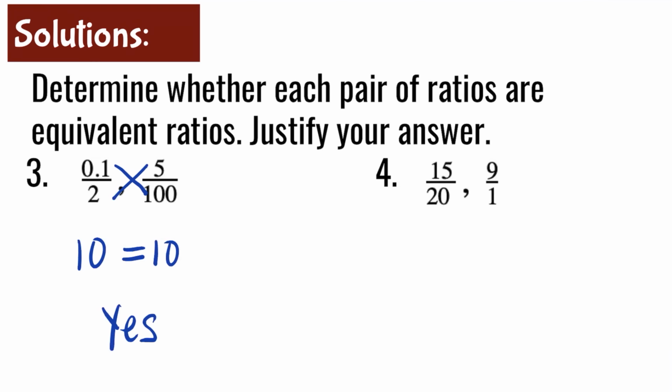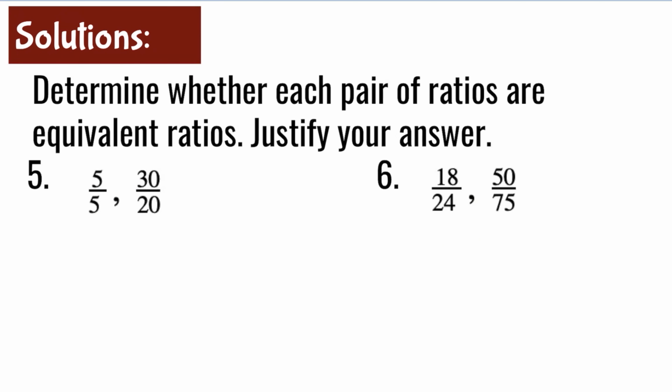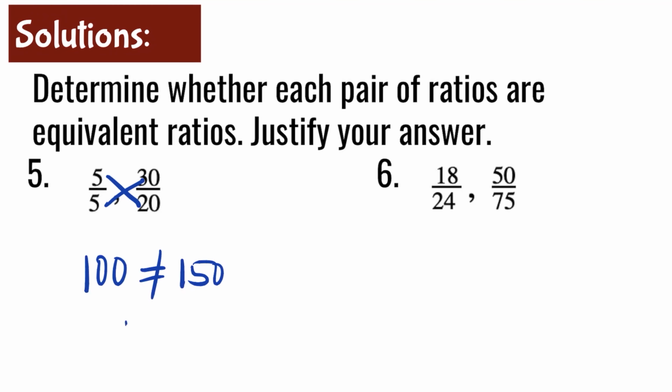Question number 4. 15 times 1 is 15. 9 times 20 is 180. 15 is not equal to 180, so this means that the two ratios are not equivalent. Question number 5. Using the second method, 5 times 20 is 100. 5 times 30 is 150. So 100 is not equal to 150. This means that these ratios are not equivalent.